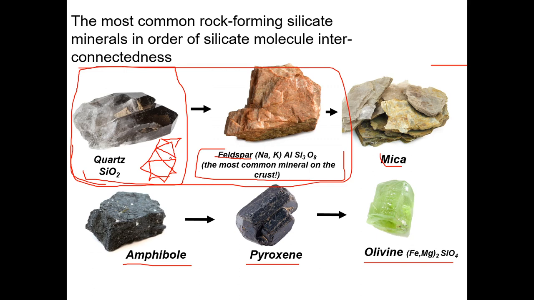And why are they resistant to erosion? Why are they such tough minerals? It's because the silicate molecules are interconnected. When the silicate molecules aren't bonded together, it makes it a weaker mineral. Mica has a little bit less interconnectedness. Amphibole has even less. Pyroxene has even less. You get all the way down to olivine, in which the silicate molecules are not interconnected at all. They are all separated, and that makes this mineral easier to weather and break apart.